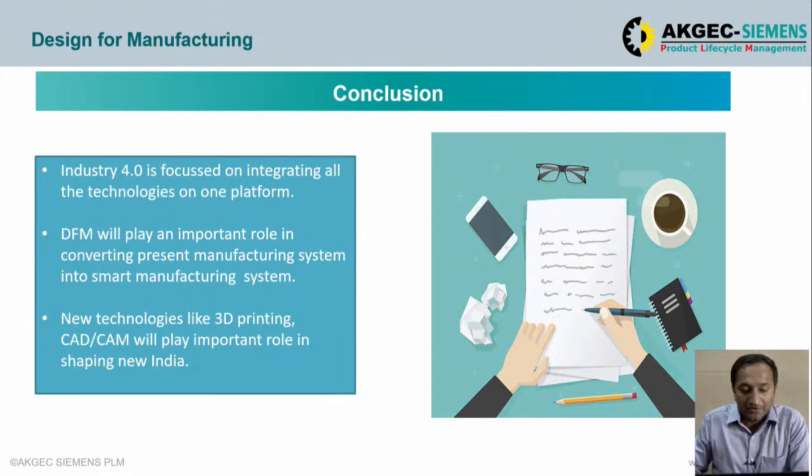So Industry 4.0 is focused on integrating all the technologies on one platform, and DFM, design for manufacturing, will play an important role in converting the present manufacturing system into a smart manufacturing system. And new technologies like 3D printing, CAD/CAM will play an important role in shaping new India.